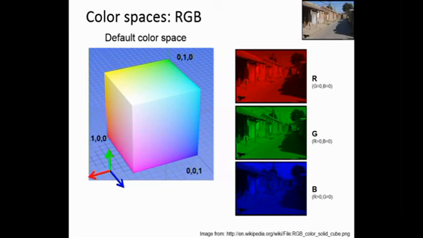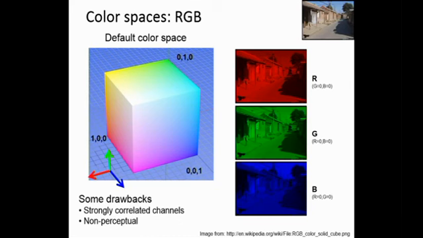So this is kind of a default in the sense that our monitors are RGB, our cameras capture in RGB. And part of the reason, or the main reason I guess, is that we have RGB cones. But it's actually not very perceptual in the sense that I can't really look at something and say how much red and green and blue is in that color. I think of it as like orange or pink or green or some other single color, and then maybe some brightness. So it's not perceptual.